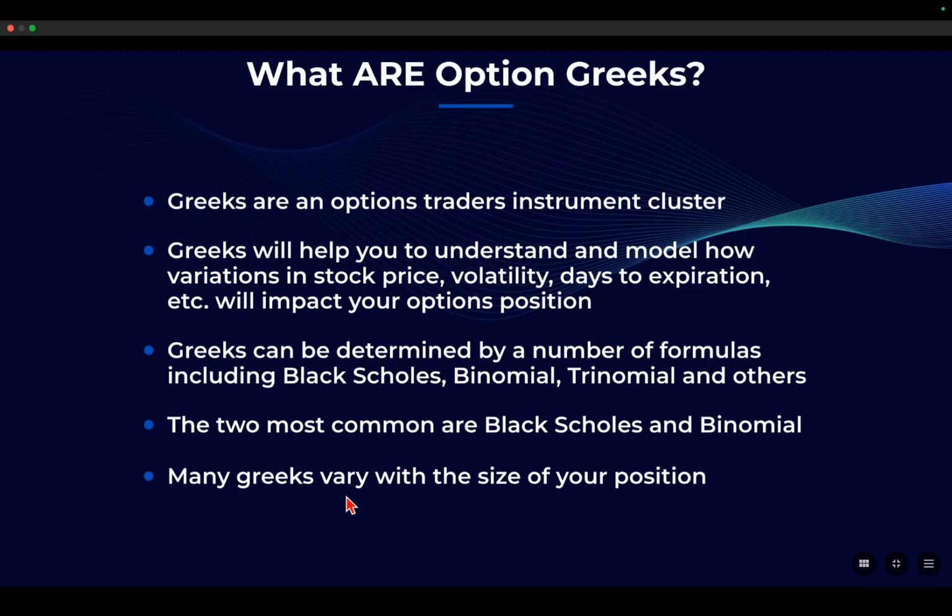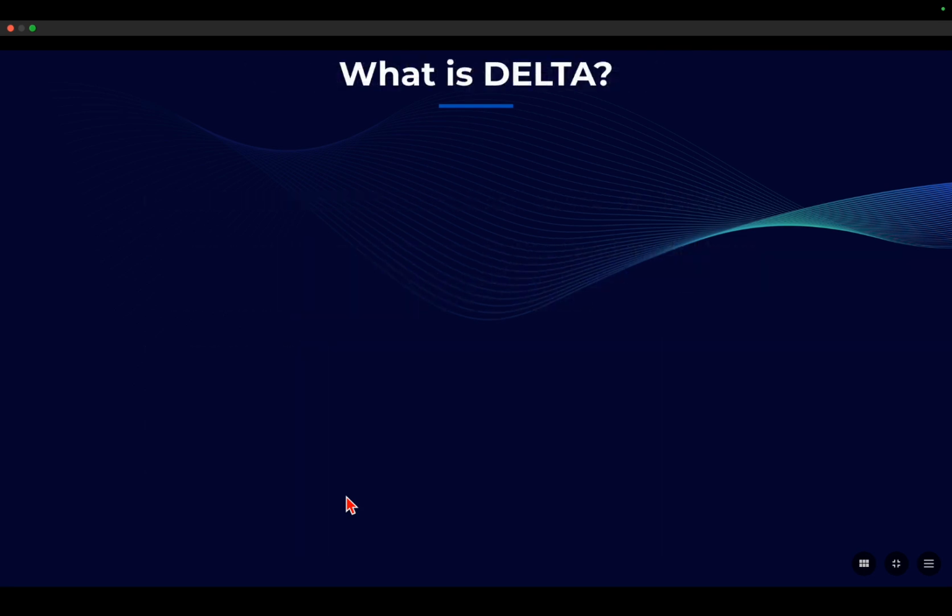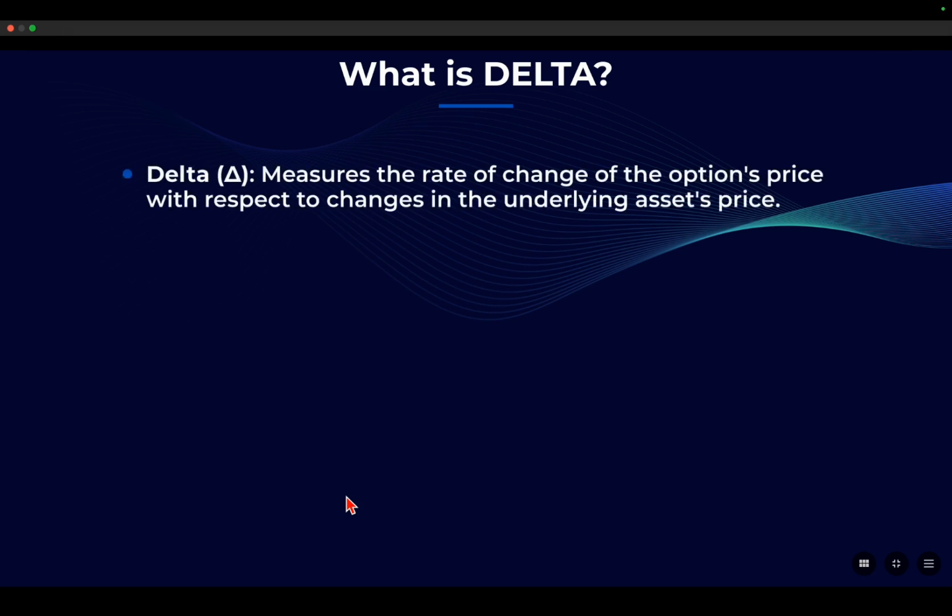Many Greeks also vary with the size of your position. It's important to keep that in mind, specifically if you happen to be following another person's trade and they say something like, I'm going to adjust this if it gets to a certain delta, because if you have on a one lot and they have on a three lot, those are going to be two totally different numbers. So it's important to recognize and understand that.